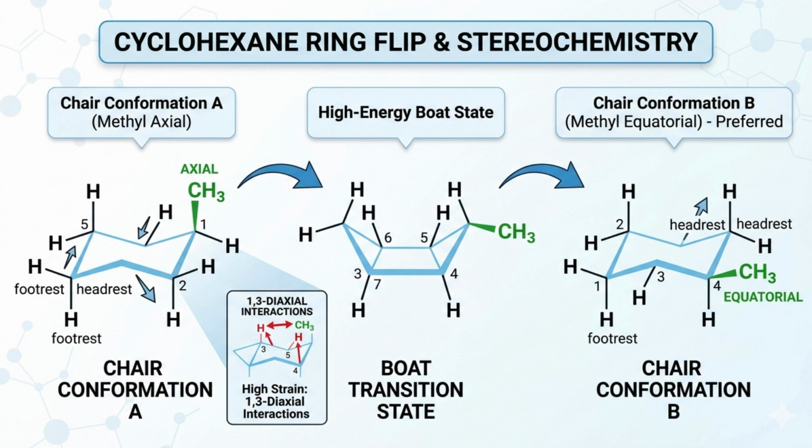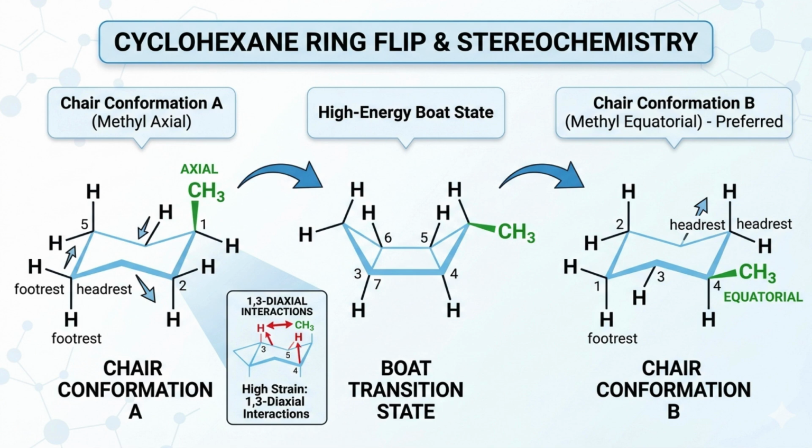In chair conformation B, finally, the flip is complete. Look at the chair on the right. Our methyl group has moved from axial to an equatorial position, pointing out toward the equator of the ring. The result: suddenly, there's plenty of room. The methyl group is spatially free, the tension is gone, and the molecule is now in its lowest energy state.